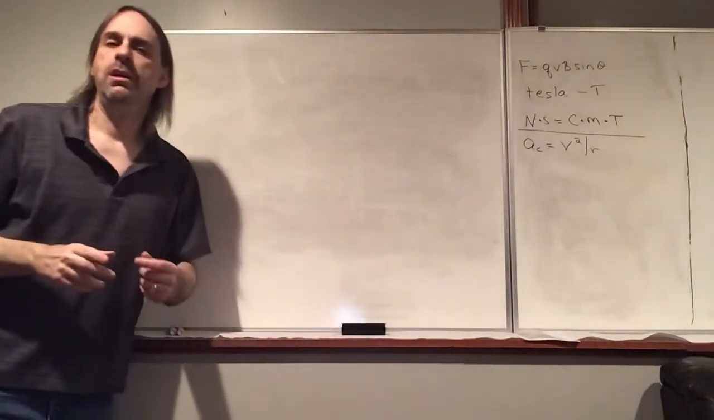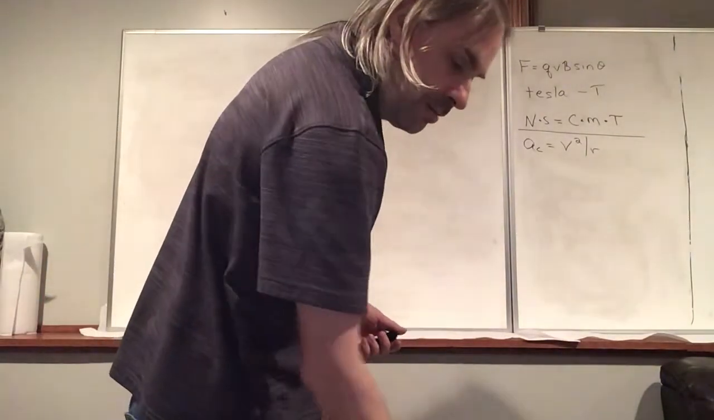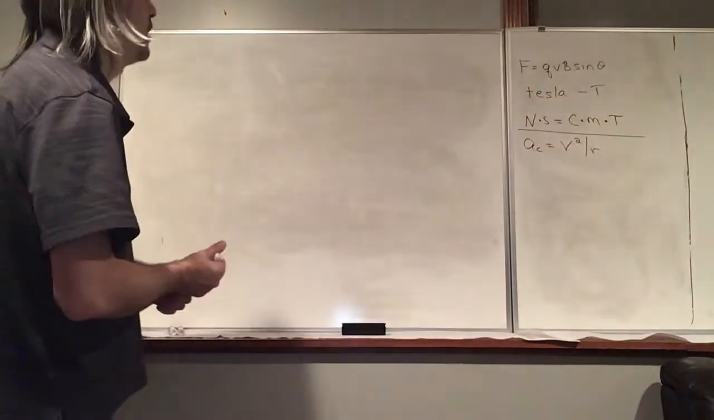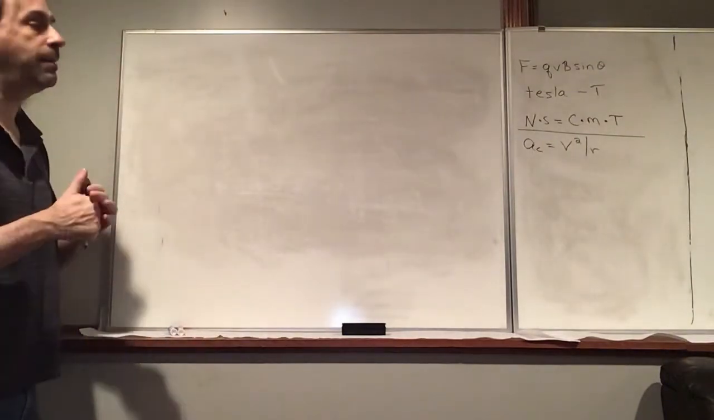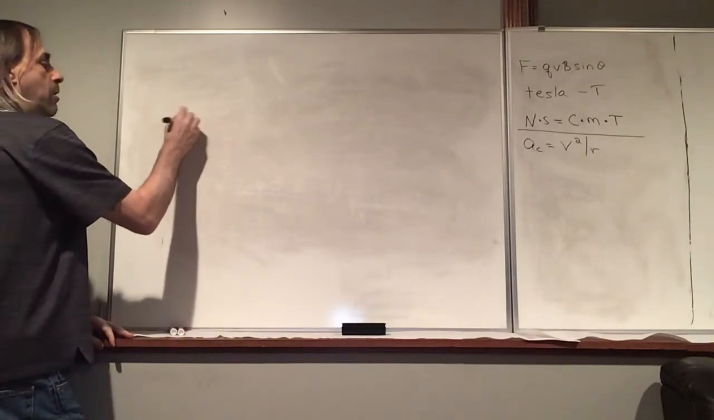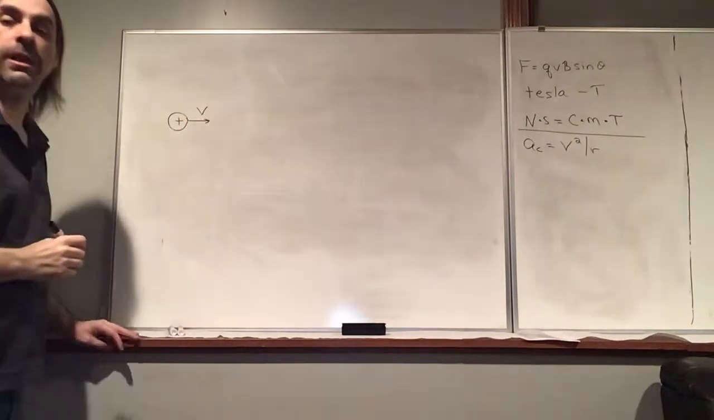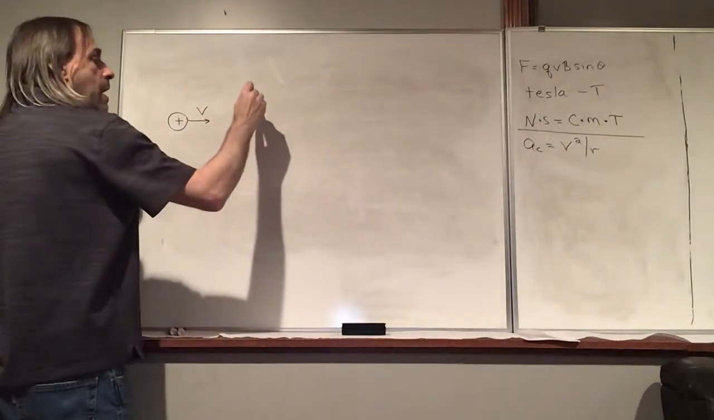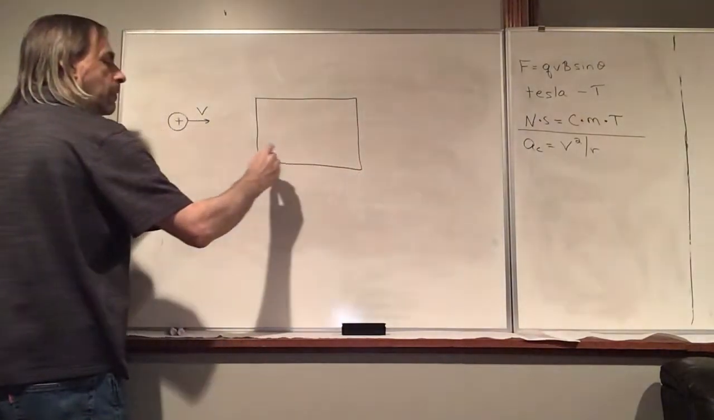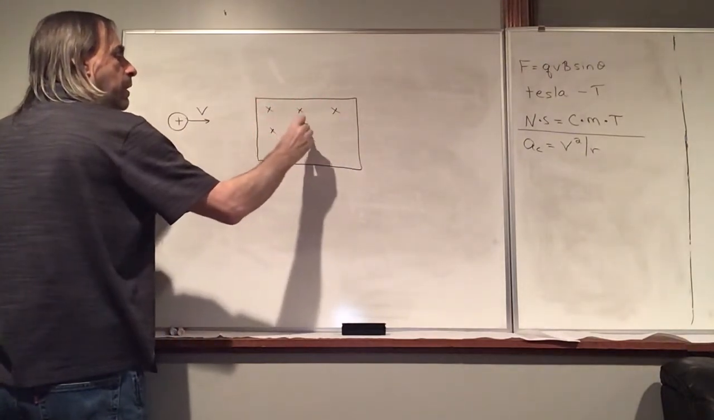Now, let me look at an example of this. Actually, there's two more things we should talk about here. I'm going to talk about one, and then maybe I'll do a second one in a second video, we'll see. But let's say we have a positively charged particle moving to the right with a particular velocity. And let's say it's going to enter a region with a magnetic field that is into the board.